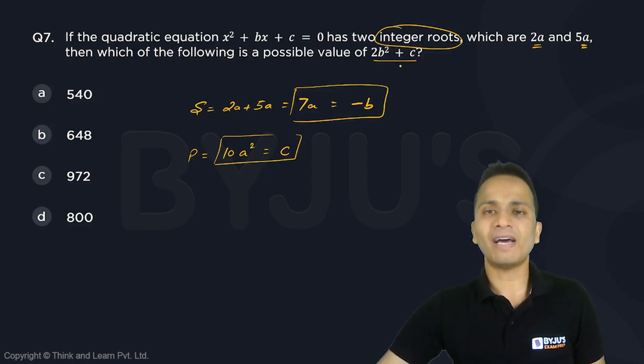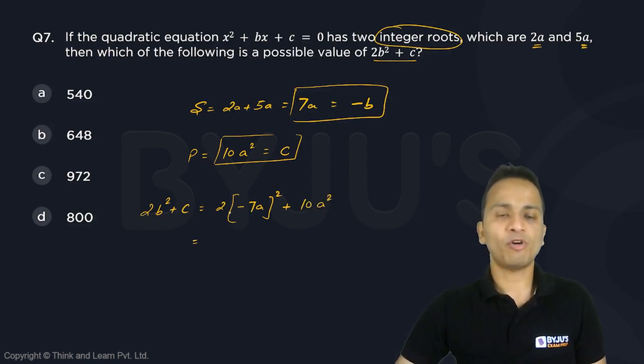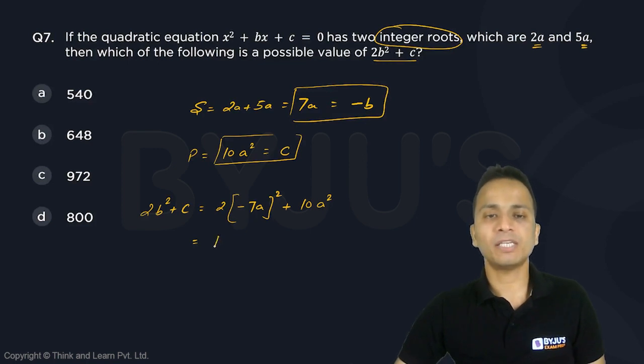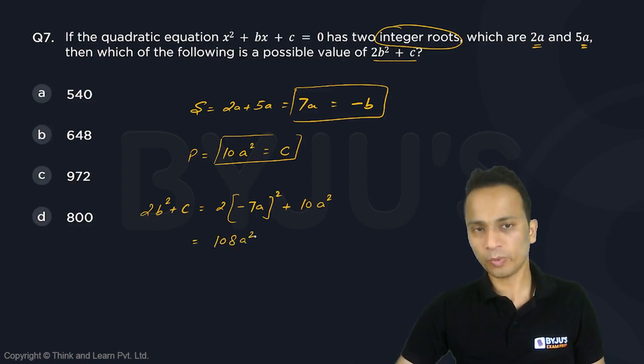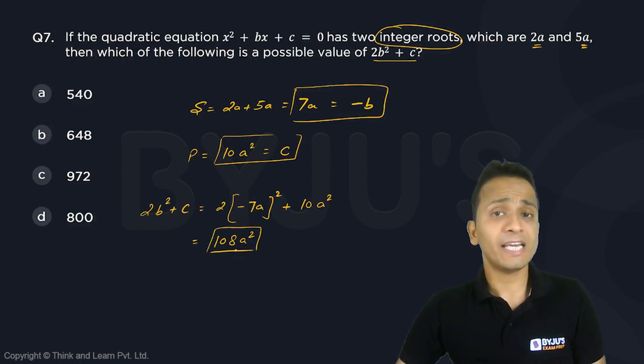Now I can substitute the values of b and c in the required expression, which is 2b square plus c. Now twice of b square, where the value of b is minus 7a, whole square, plus the value of c, which is 10a square. Okay, so this will be 49 into 2, that is 98, plus 10, that is 108a square. So we have to find out the possible value of 108a square.